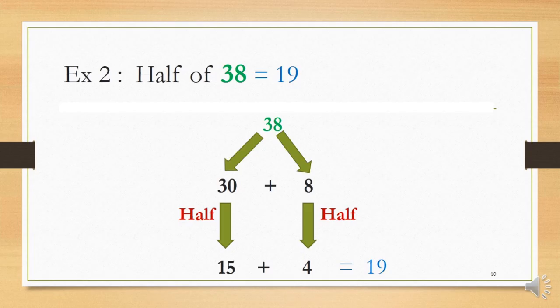Another example, when I want to have 38, I will partition it into 30 and 8. Half of 30 is 15 and half of 8 is 4. When I add 15 and 4, my answer is 19. So halving of 38 is 19.